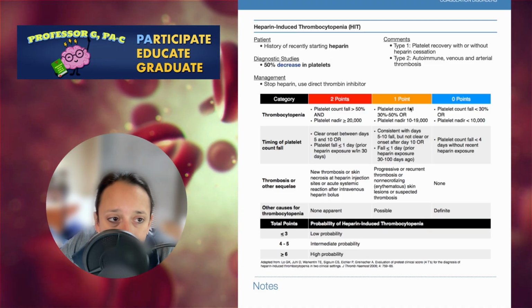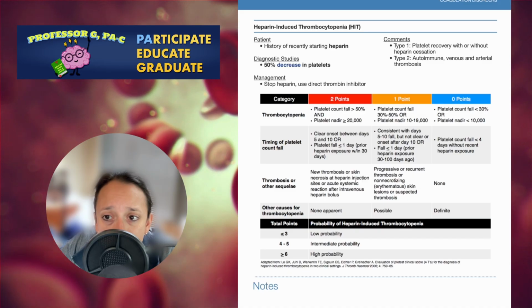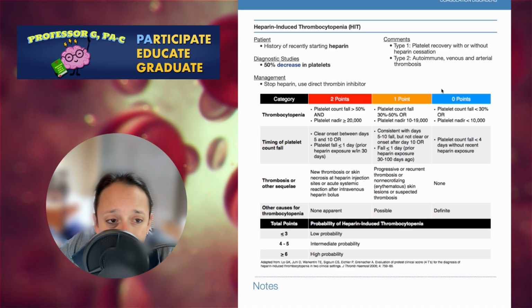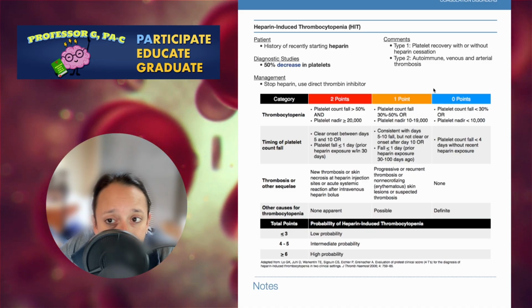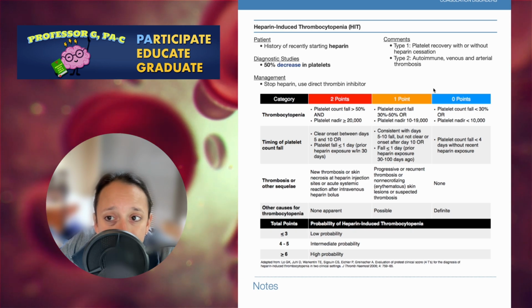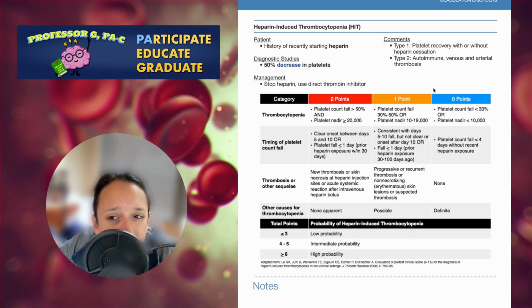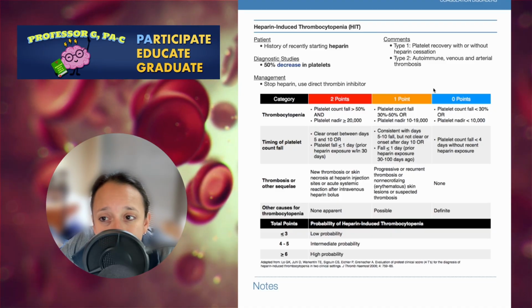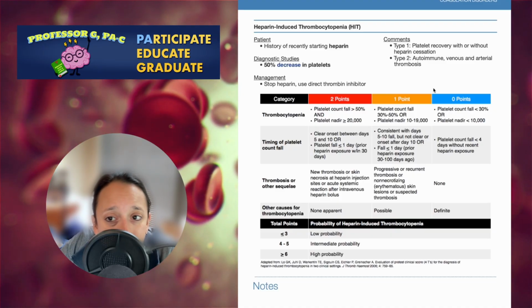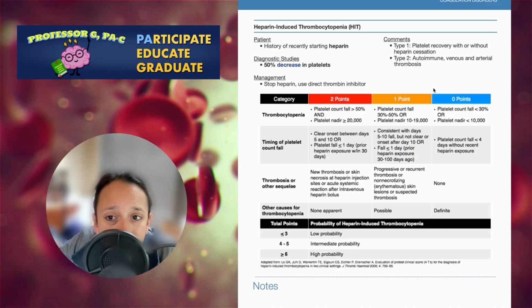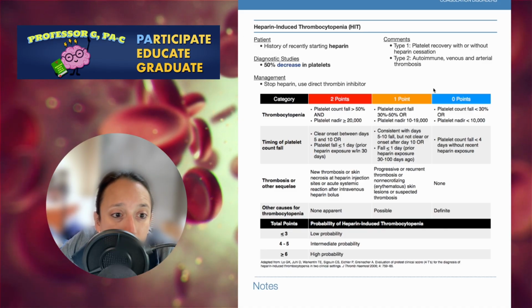So here's what happens. Heparin binds to a protein called platelet factor 4, and it forms a complex. In some patients, the immune system makes IgG antibodies against that complex, and when those antibodies bind, they activate platelets, leading to widespread clot formation and platelet consumption. So platelets go down, but thrombosis goes up.